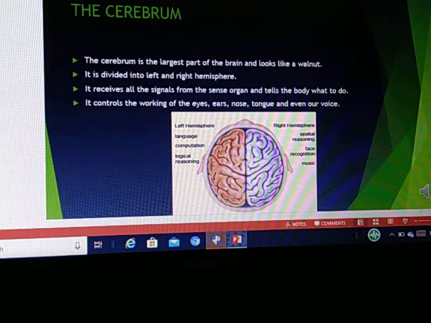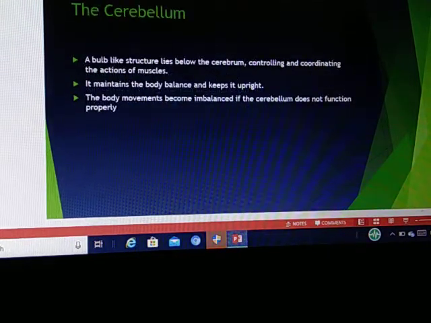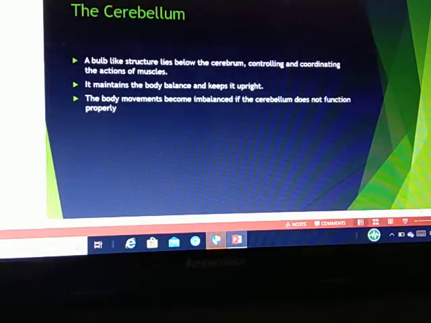Okay, now we are going to study the second part of your brain, that is the cerebellum. Now we are going to study the cerebellum in detail. What is the cerebellum? This part of your brain is situated below the cerebrum, that is why it is known as the cerebellum. The huge, largest part of your brain is known as the cerebrum, and below that, the smaller brain which is situated is known as the cerebellum.